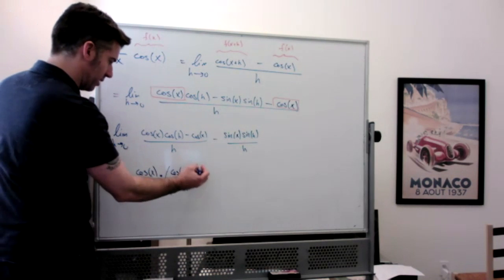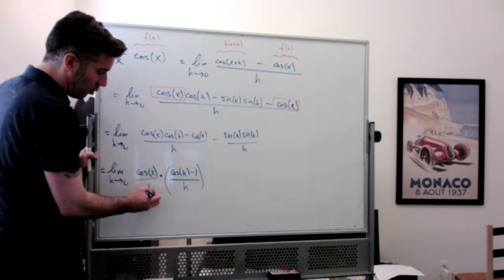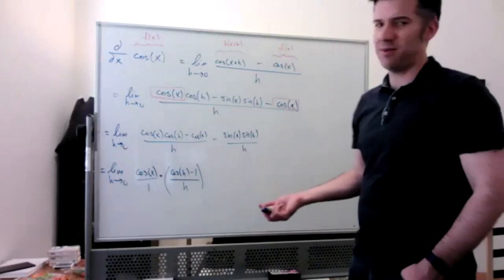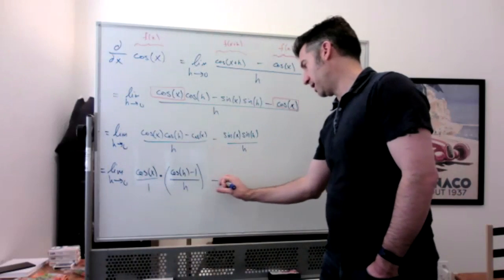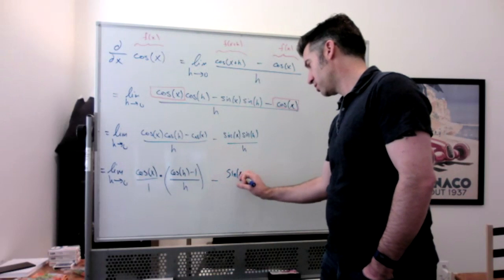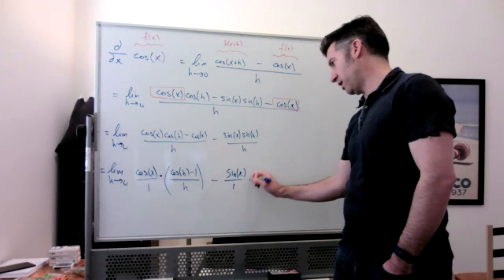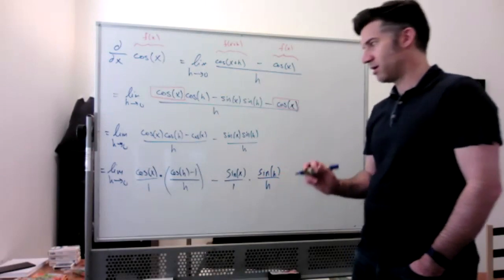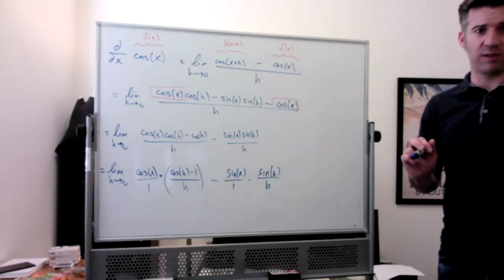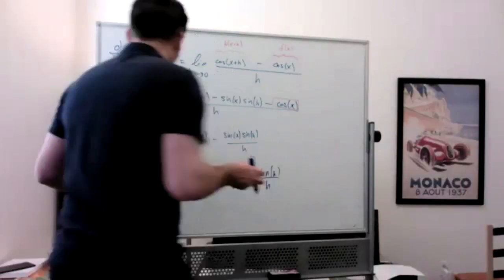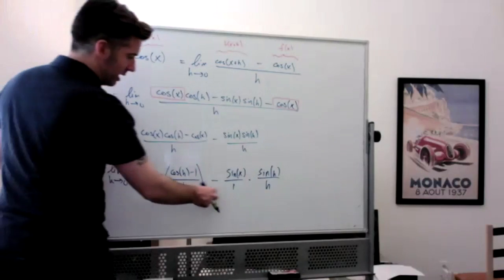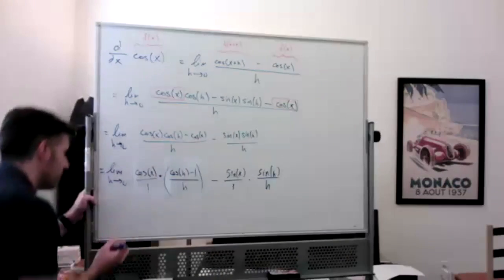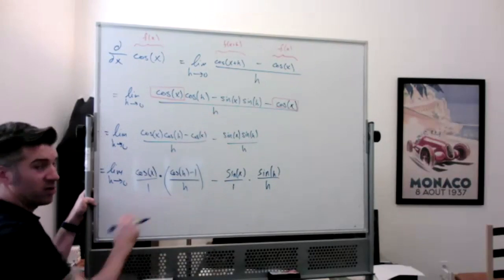So cosine of X times, or if you want, cosine of X over 1, if that is a little bit clearer what's happening. In a similar way here, I'm not so much going to factor out, just rewrite it as minus sine of X over 1, if you like, times sine of H over H. Normally I would just jump to the conclusion, but I'm going to do one more step. When you have a limit of something minus something else, you can write it as the limit of this minus the limit of that. And if you have a limit of a product, you can write it as the product of the limits.